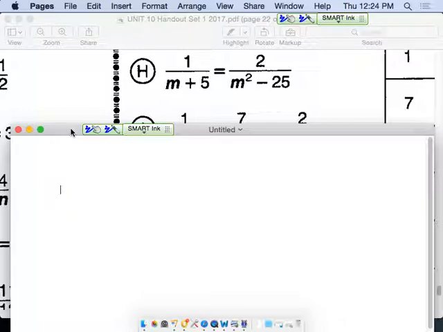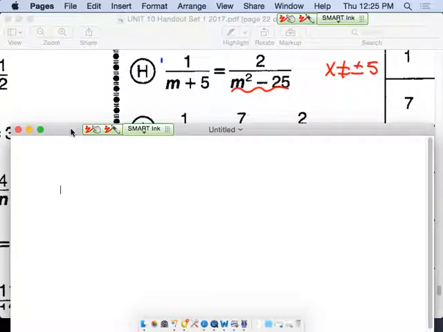Okay, in H, the common denominator is going to be m plus, well, I could do this with cross multiplication, but there's another interesting feature with this problem. So let's just do it with cross multiplication, but first let's list the excluded values. x is not allowed to equal positive or negative 5, because if I were to factor this, I would see that it's m plus 5 times m minus 5.